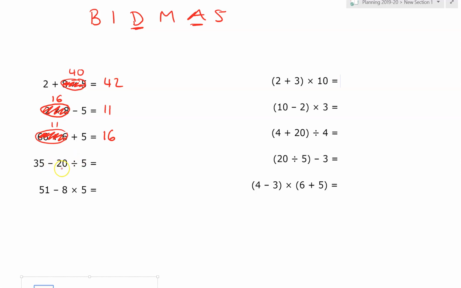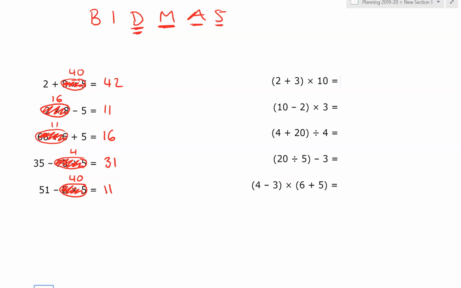Next one we've got a subtract and a divide. Divide comes before subtract, so we do the divide first. 20 divided by 5 is 4. And then 35 take away 4 is 31. It's really important you don't change the order of the sums, you just replace the number. Next one we've got a subtract and a multiply. Multiply comes before subtract, so we've got 40. And then 51 take away 40 is 11.